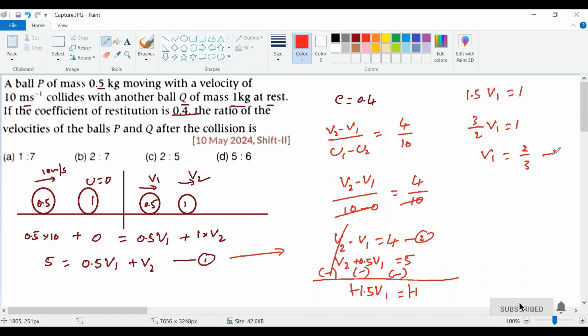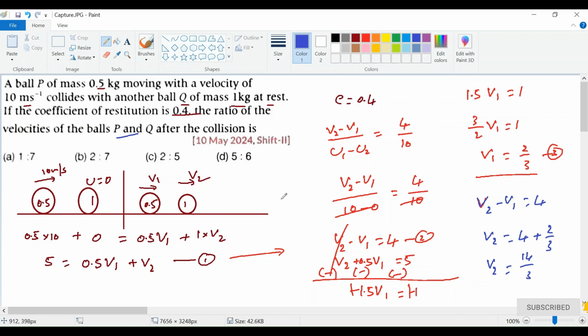This is equation number 3. Put this in the second equation, it will be easy. Second equation: V2 minus V1 is equal to 4. So V2 is equal to 4 plus V1, that is 2 by 3. V2 is equal to 12 plus 2, 14 by 3. They want the ratio of velocities, V1 by V2. V1 is 2 by 3, which will get cancelled by 14. Answer 1 by 7. So the first option is the correct answer. Thank you.